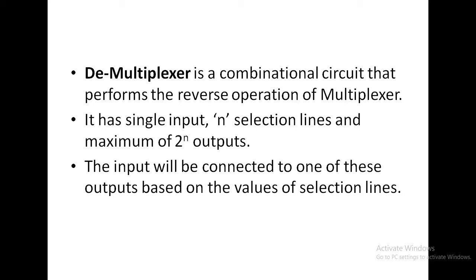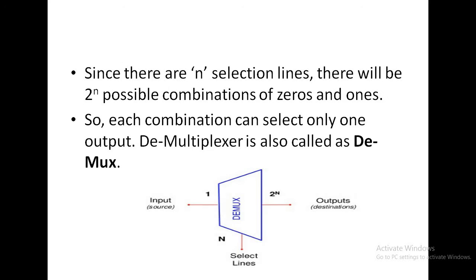So the input will be connected to one of these outputs based on the value of selection lines. The input is connected to any of the output lines. There are many output lines, and the input will be connected at a time to only one output line, and which output line is selected mainly depends upon the selection lines. So let us start.